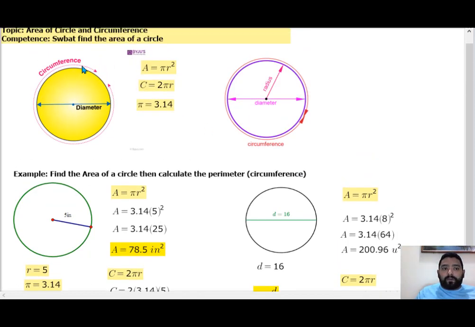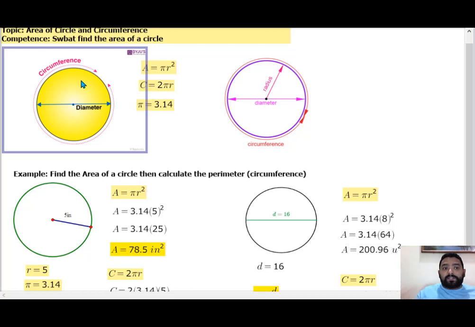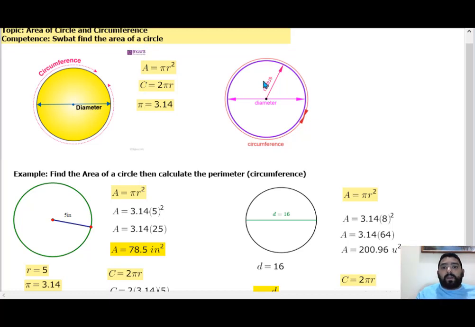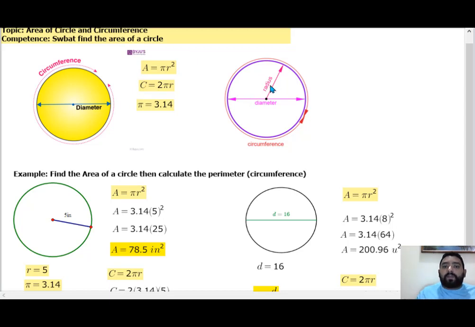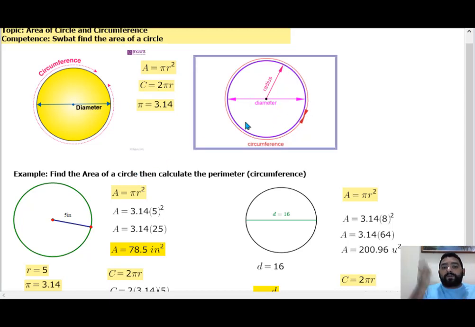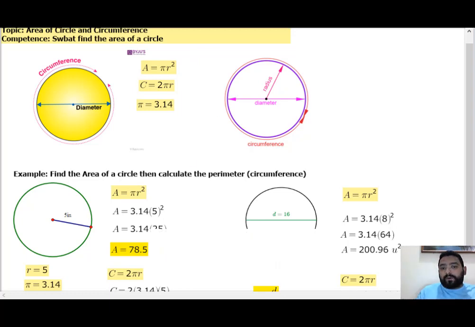And this is just about the circumference and area of a circle. Remember, the circumference is around the shape and the area is inside the shape. The diameter is the whole line or the completed line, and the radius goes from the center to one point in the circumference, or it's just half of the diameter.